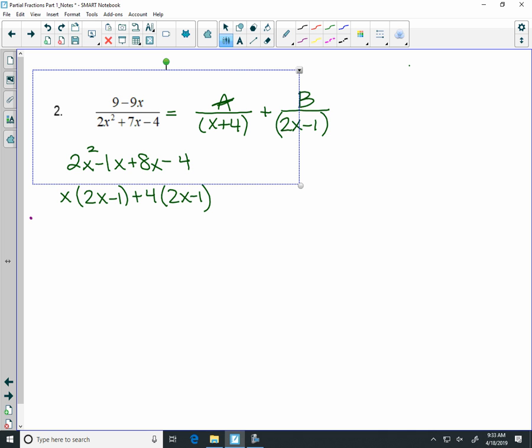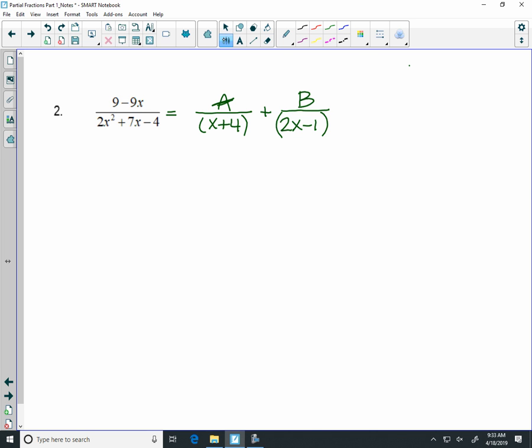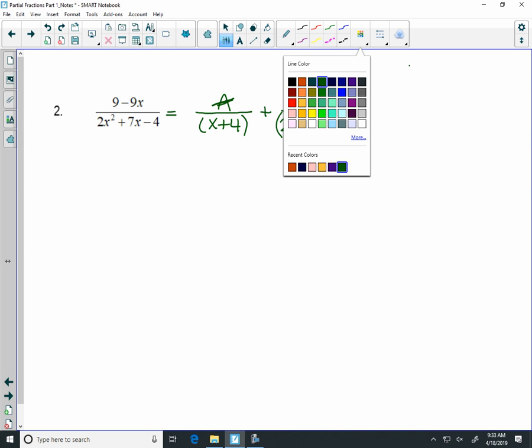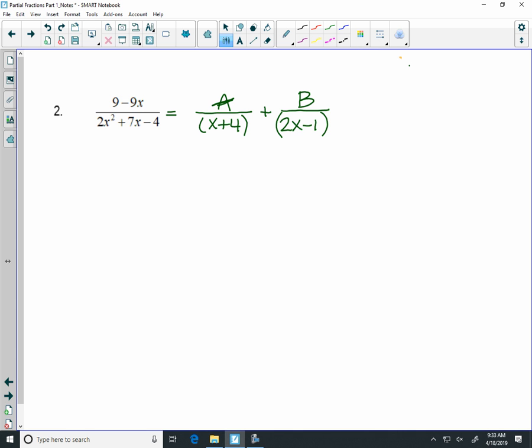All right, now let's clear our denominator. I'm going to get rid of that factoring work. And let's clear our denominator. What am I going to multiply everything by? Yep, x plus 4 and 2x minus 1.